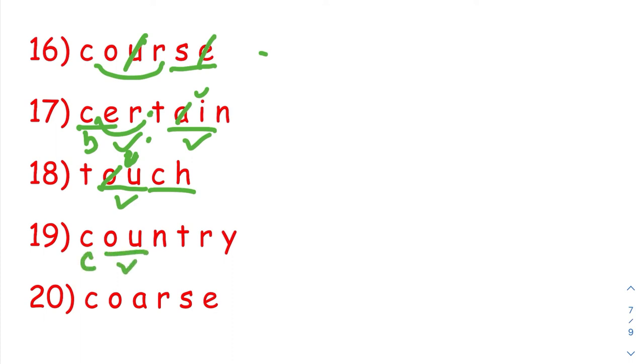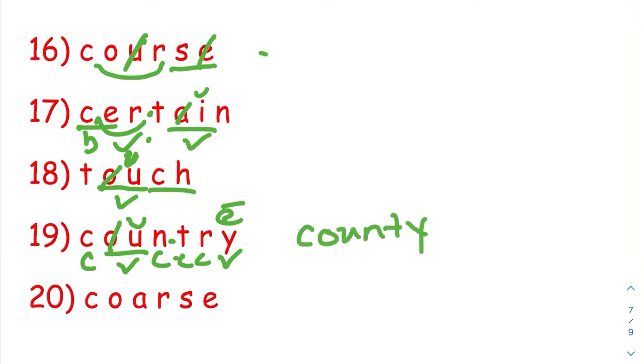Number 19 again. OU making the ow sound. No, it's not county. This is country. Good. People get this mixed up. A lot of people say county. So one little letter. When you do county, the ow does say ow, but sneak an R right in there, and it's a whole new word.